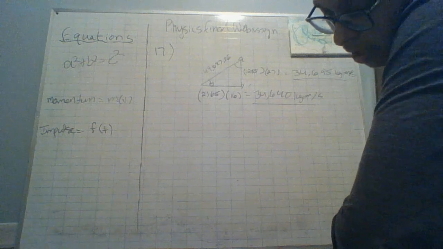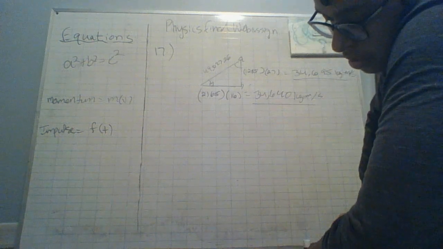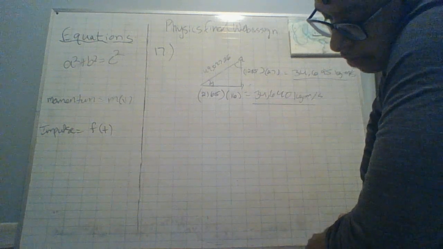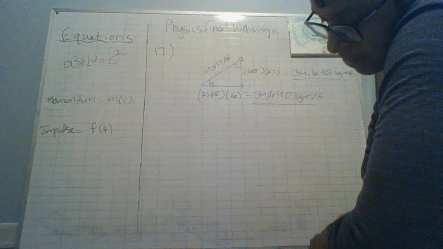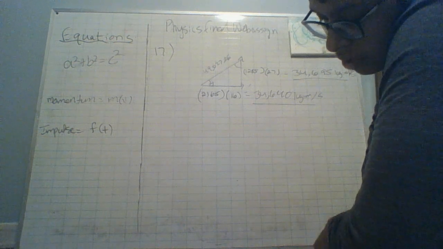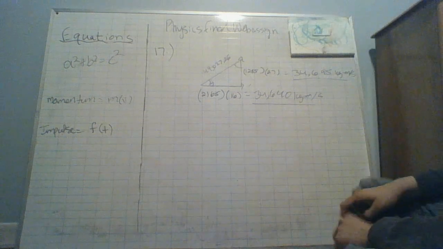A 1,285 kilogram car moving north at 27 meters a second is struck by a 2,165 kilogram car moving east at 16 meters a second. The cars are stuck together. How fast, and in what direction, do they move immediately after the collision?